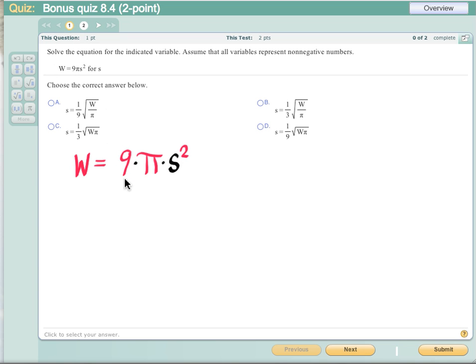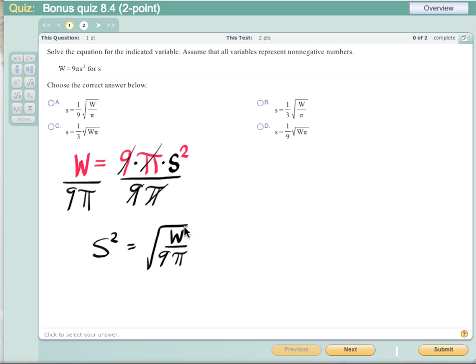So what I need to do is undo what's being done to S, and it's being multiplied by 9 pi. So the game here is to isolate S squared by dividing both sides by 9 pi. And of course, it's strikingly apparent that I do in fact isolate S squared. Now, they're asking us to solve for S though, and not S squared. And so what we need to do is undo that square on S. And there's only one way to do that. You and I both know we have to take the square root of both sides.